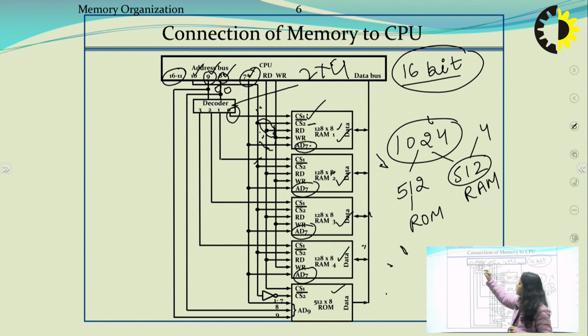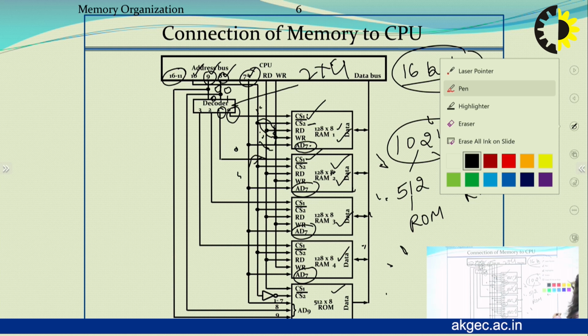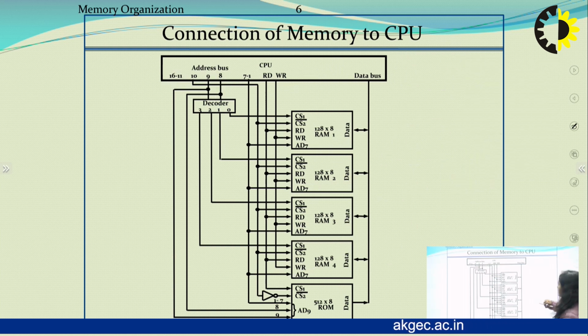Similarly, if the value will be 0 and 1, then the decoder output will be at bit number 1, and then the chip select 1 signal of RAM number 2 will be activated, due to which RAM 2 will be selected at this moment when bit number 9 and 8 are 0 and 1.